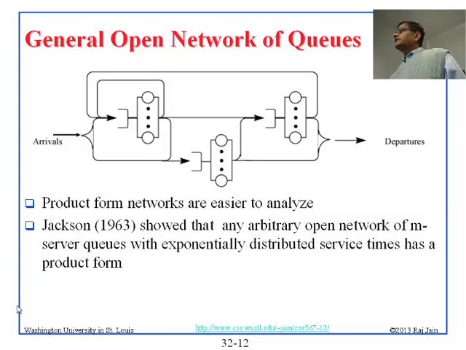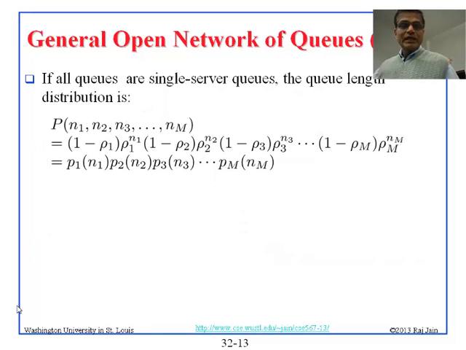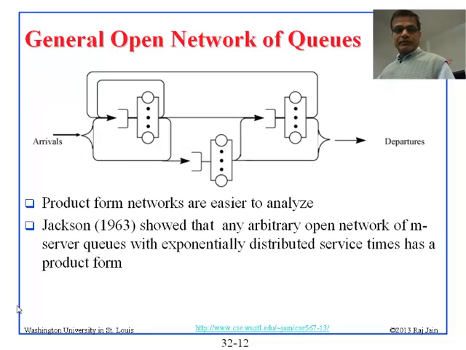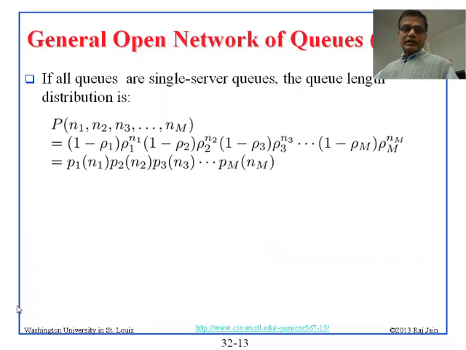Now, these networks are easy to analyze, just like exponentials are easy to analyze, normals are easy to analyze, product forms are easy to analyze. So most of the queuing theory is about product form networks. If in the previous example everything was just single server, rather than M servers, then you can write down the probabilities, just like the series case.